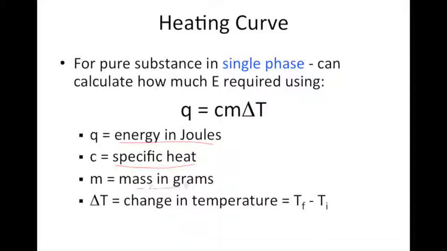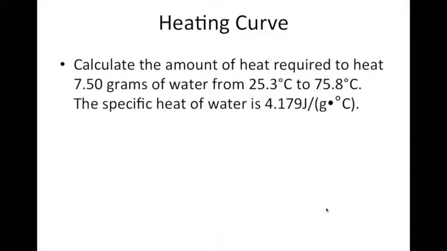M is the mass in grams. Of course, the more mass of a substance you have, the more heat it's going to take to increase the temperature. And delta T is the temperature change, temperature final minus temperature initial. So let's take a look at a problem where we might use this to kind of illustrate how we would use this formula. Calculate the amount of heat required to heat 7.50 grams of water from 25.3 degrees Celsius to 75.8 degrees Celsius, and you're given the specific heat of water. Pause the video and give this problem a try.